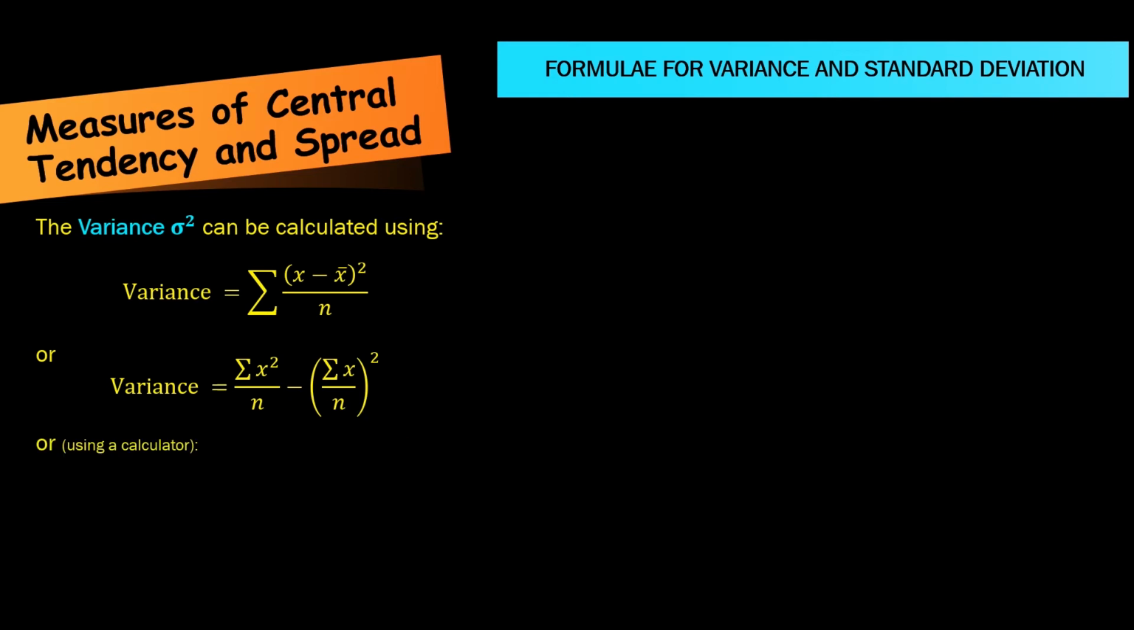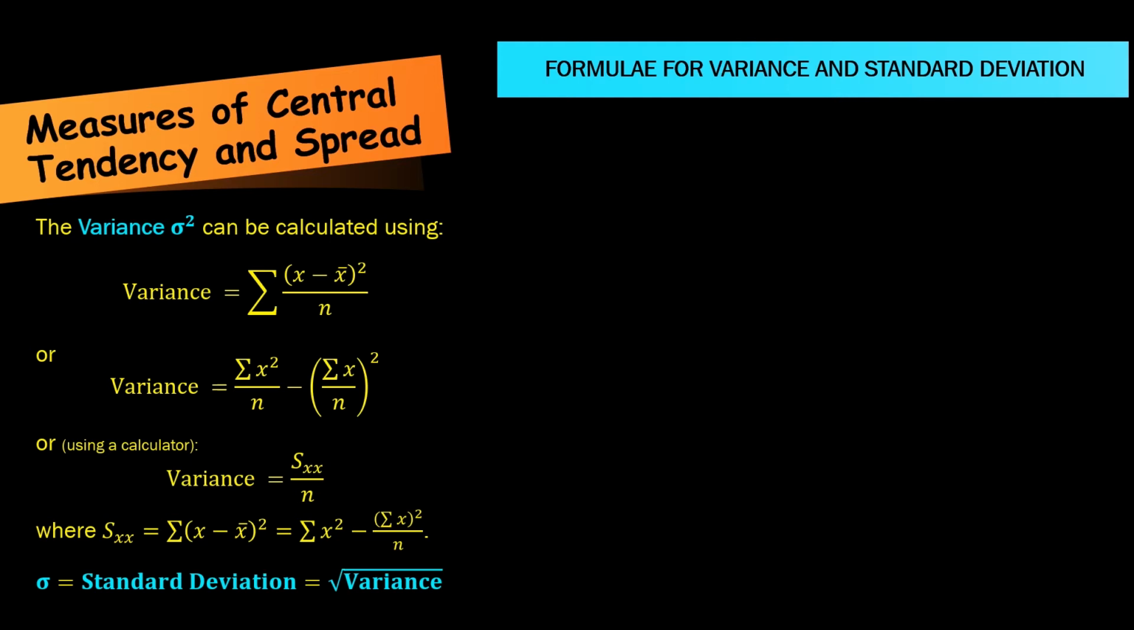You can also find the variance using a calculator. And here the variance is denoted as S subscript little x over n, where this S subscript little x is sum x minus x bar all squared, which is sum x squared minus sum x all squared over n. And of course, remember the notation, sigma equals standard deviation equals square root of the variance.